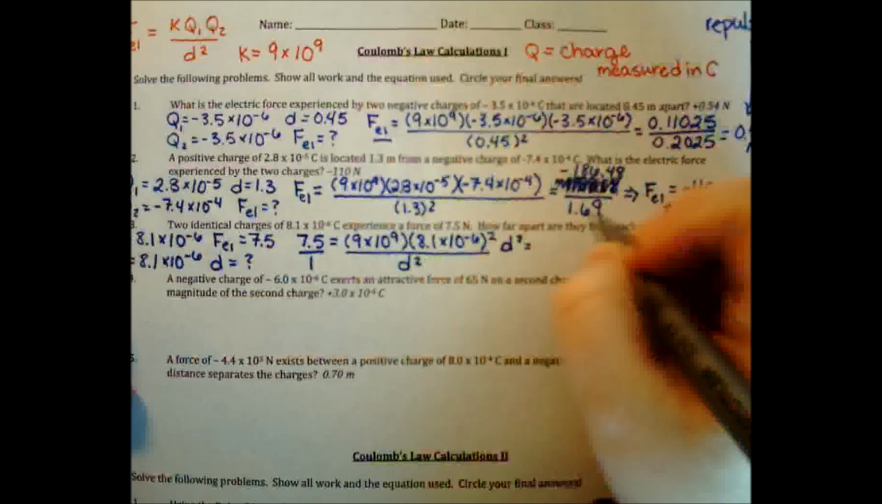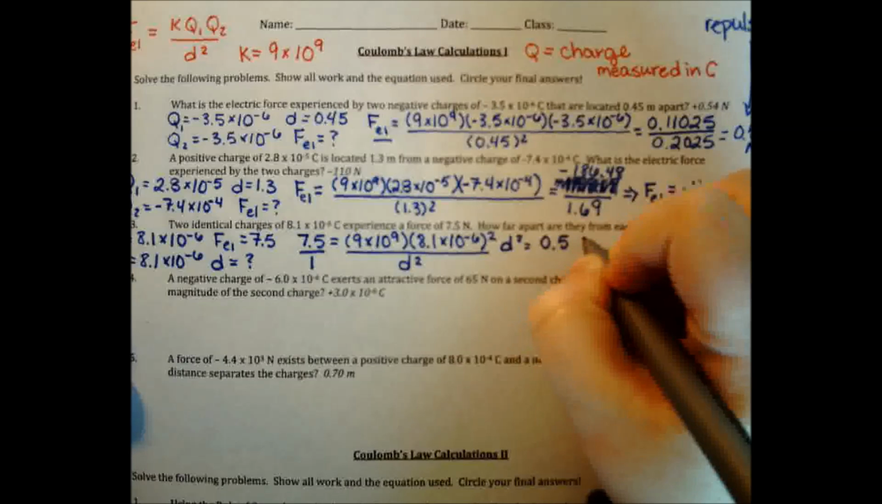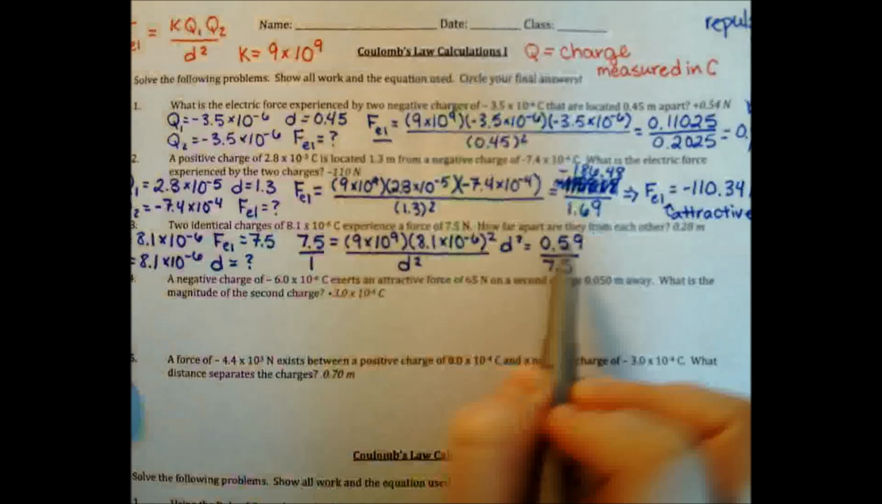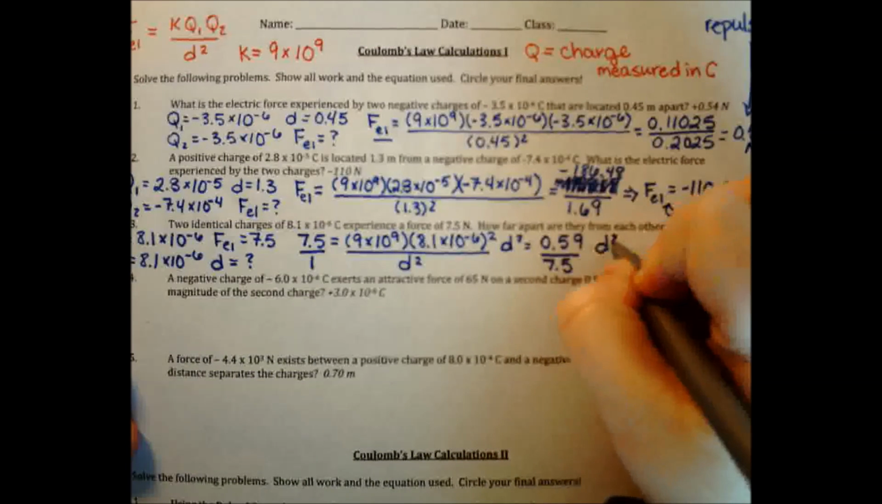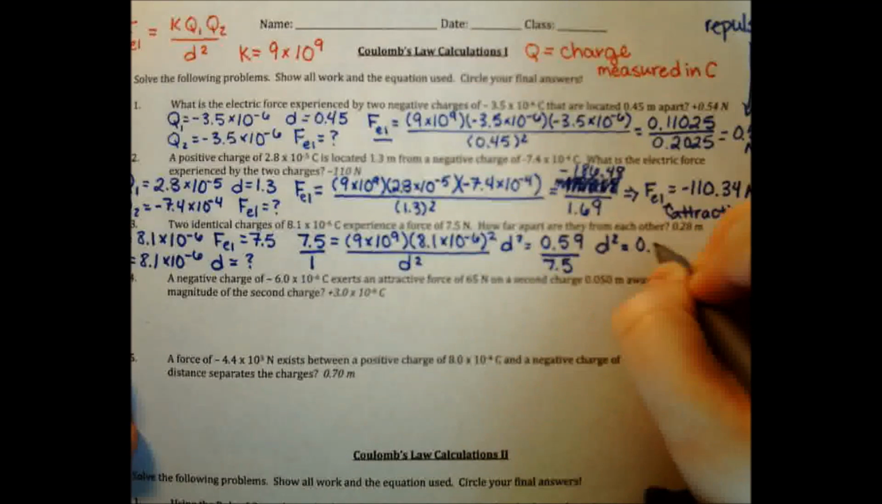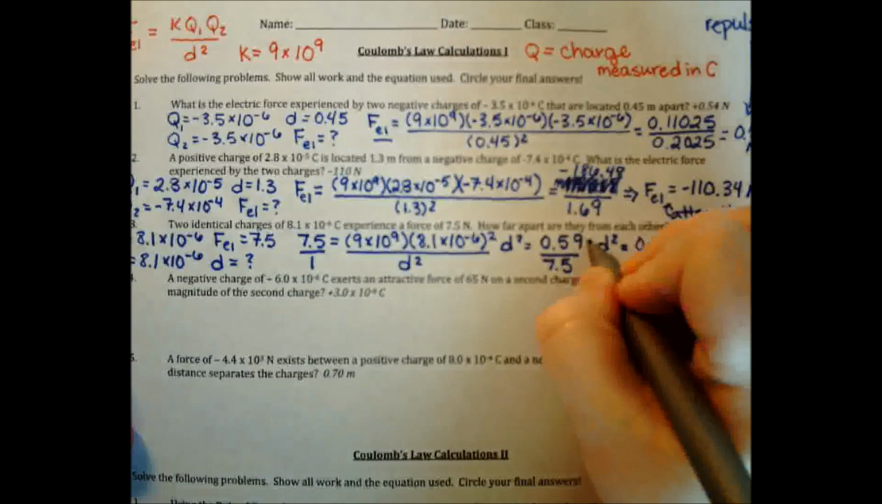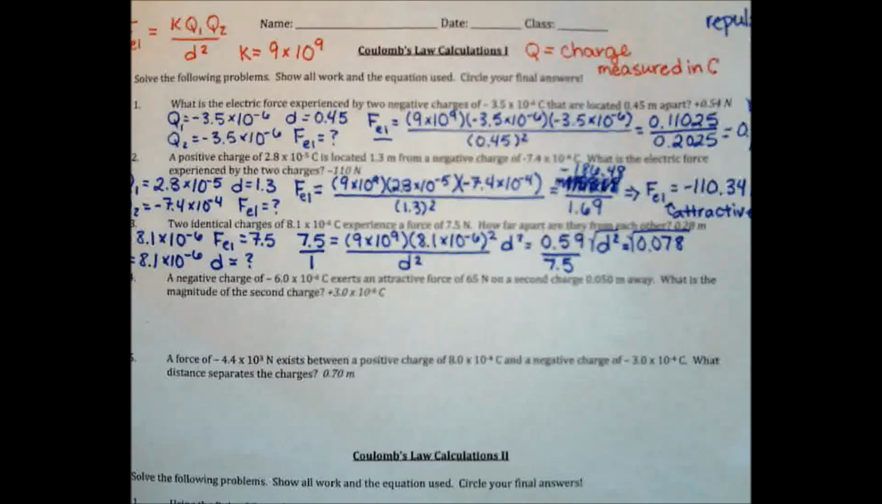Alright, so second attempt at plugging that in, I am getting 0.59 divided by 7.5, because that was just the numerator that I plugged into the calculator. So divided by 7.5 gives me 0.078. That is not my final answer because we don't want d squared. We want just d. So we'll take the square root of both sides.